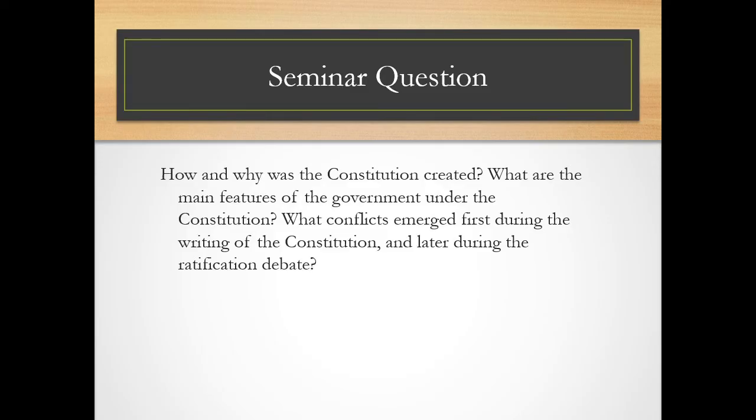Excellent. Well, then I'll go ahead and introduce our seminar question for tonight, which is: how and why was the Constitution created? What are the main features of the government under the Constitution? What conflicts emerged first during the writing of the Constitution and later during the ratification debate?